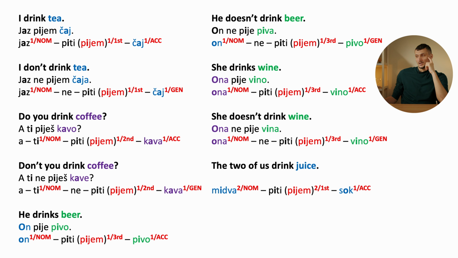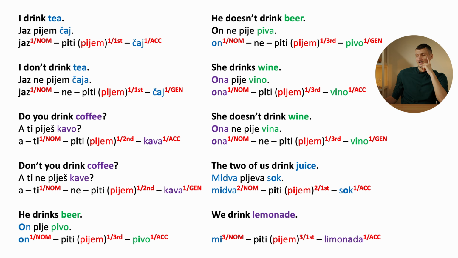The two of us drink juice. Midva pijeva sok. And we drink lemonade. Mi pijemo limonado. I should have colored the two of us blue as well, obviously, and we also blue. And also he, I should have colored blue, and she purple.